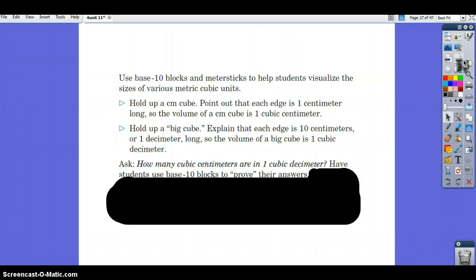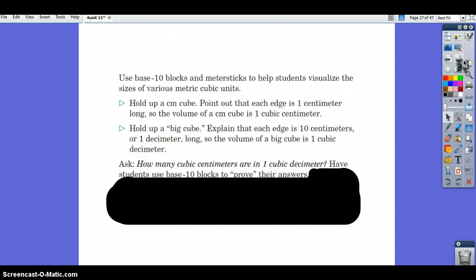Now hold up that big cube. Each edge is 10 centimeters or 1 decimeter long. So the volume of a big cube is 1 cubic decimeter. So how many cubic centimeters are in 1 cubic decimeter?